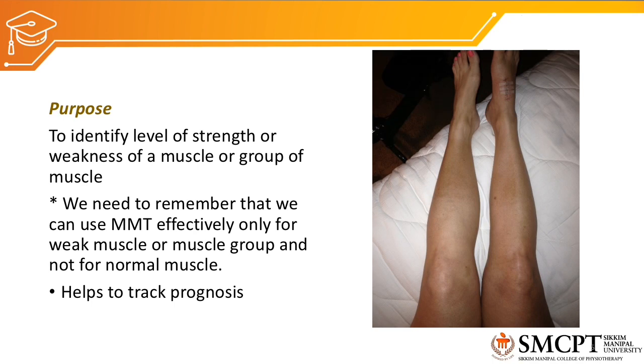MMT also helps us to know the prognosis of the patient's condition. For example, if a patient had a weak hamstring muscle, the muscle strength was grade 2, and after 1 week we again examined the strength of the muscle using MMT, and it was still grade 2, so there was no improvement in that 1 week. So that is called tracking the prognosis.